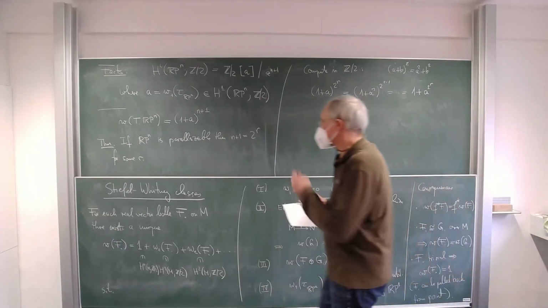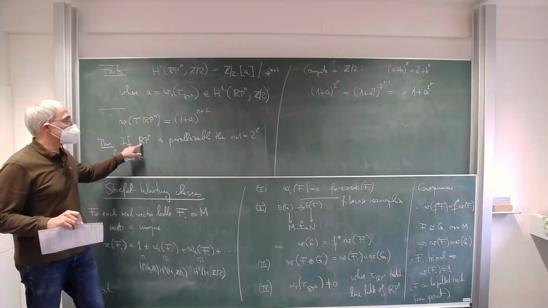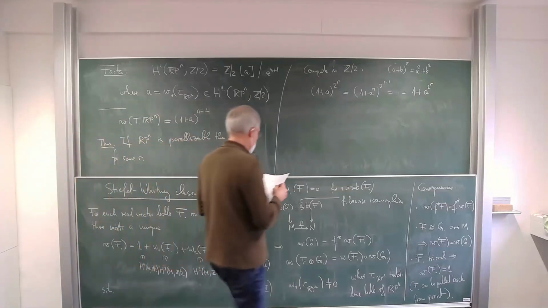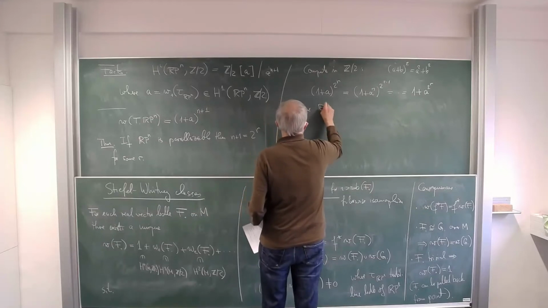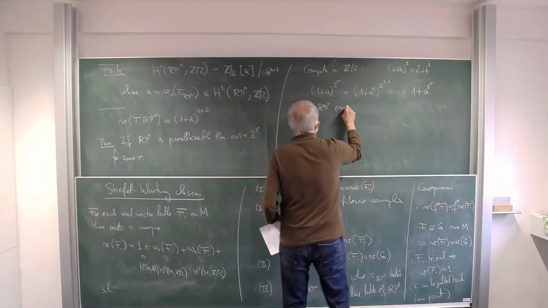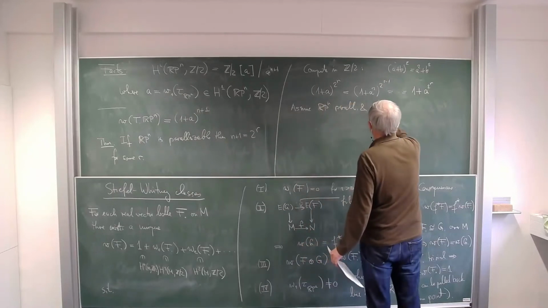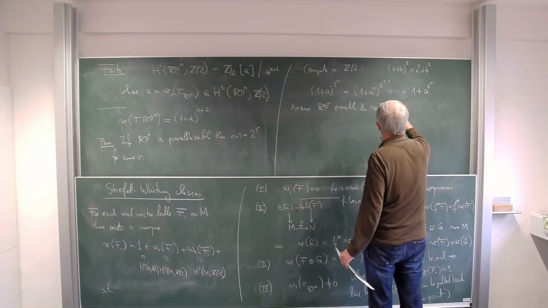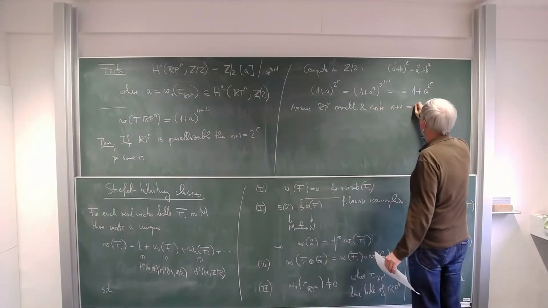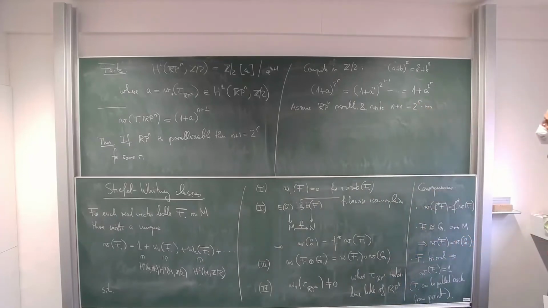And now I want to assume that this manifold is parallelizable. So assume RPn is parallelizable. And write the dimension n plus 1 in the form power of 2 times something odd. So we do that.